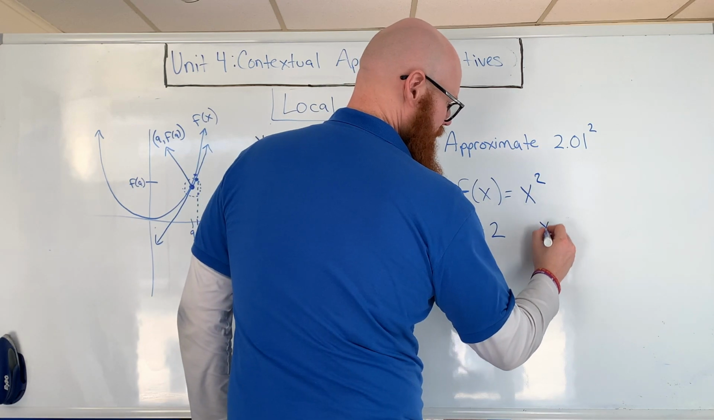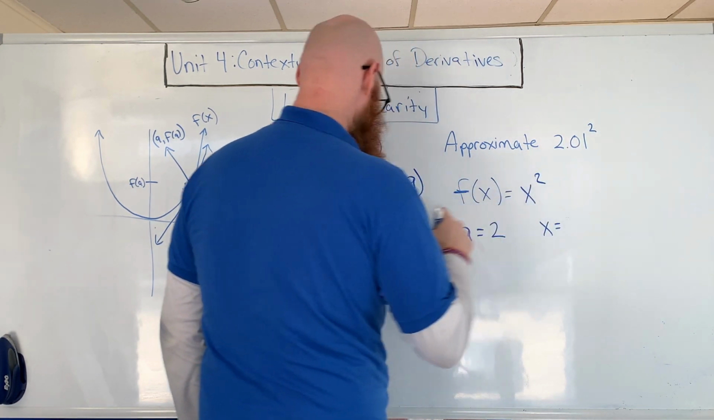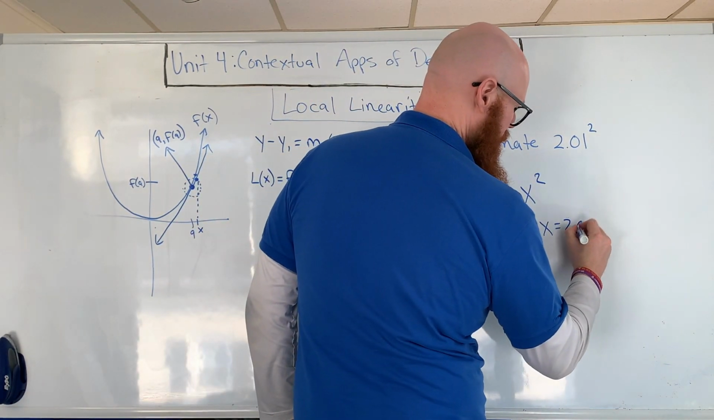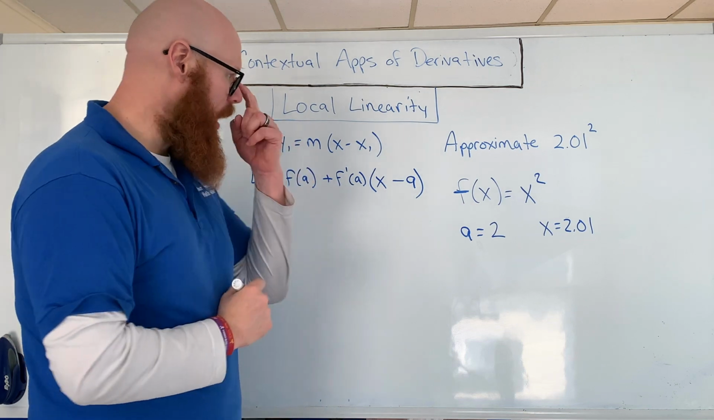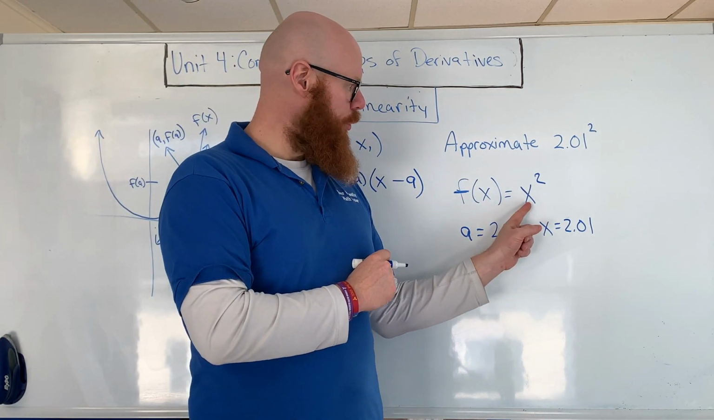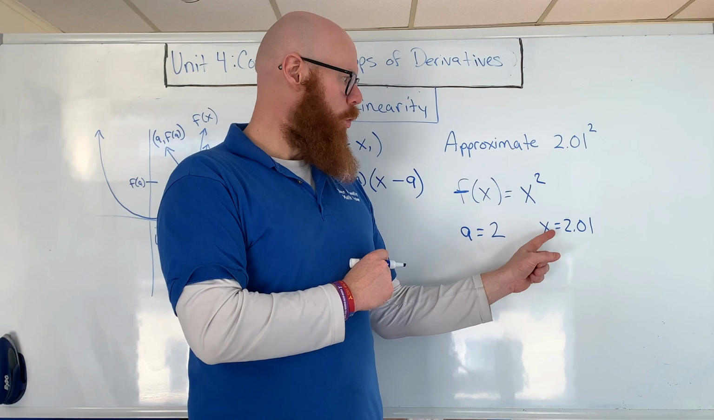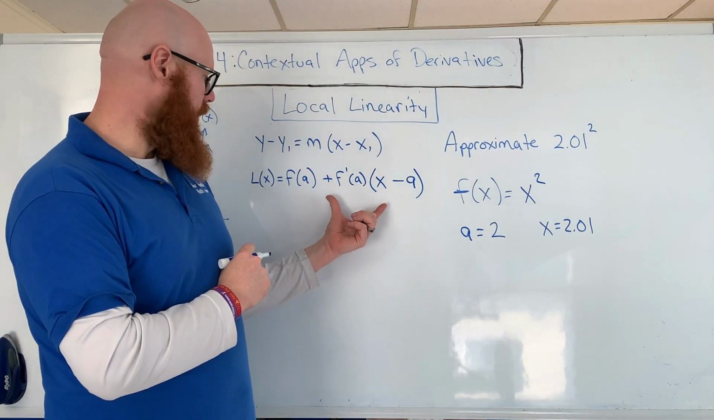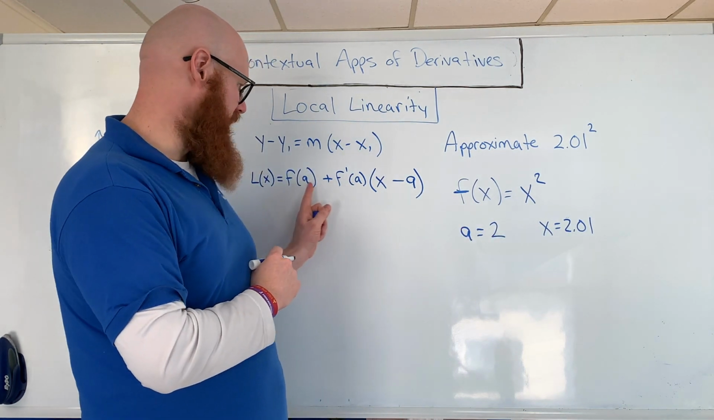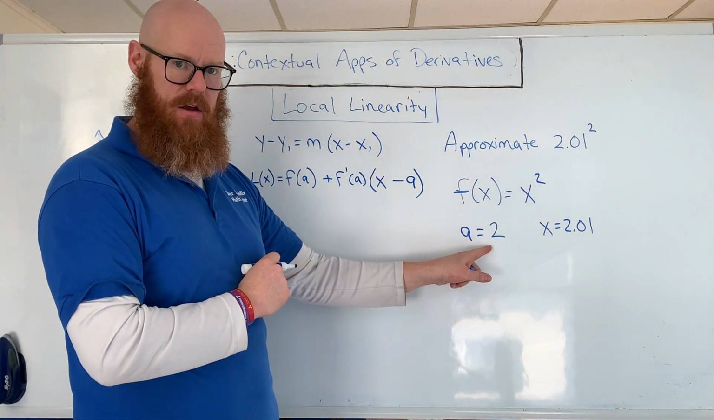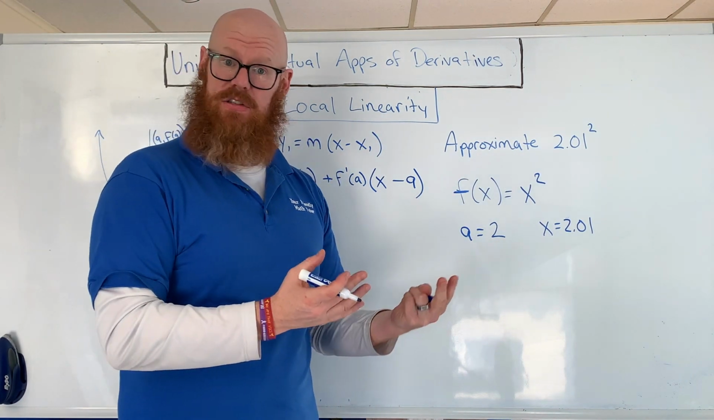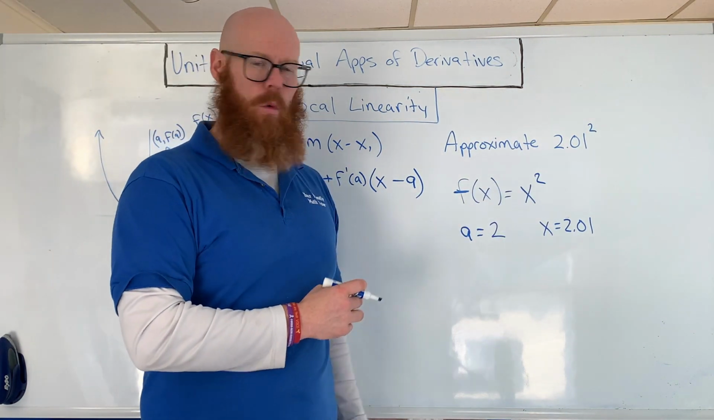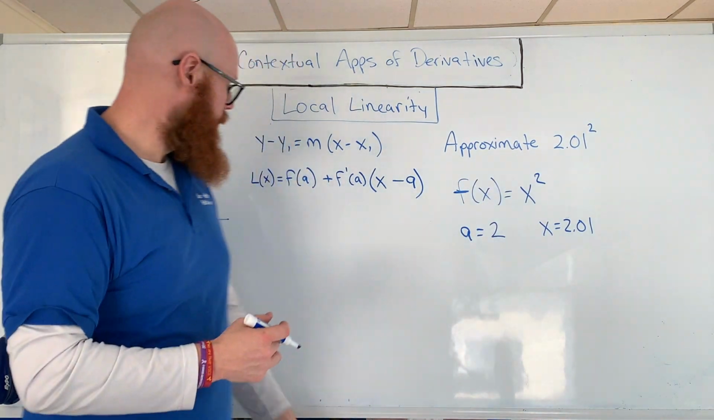And x, at least the x in this formula, is the value that we're trying to approximate. So that's 2.01. So we're trying to figure out, if I were to plug in 2.01 for x, what would that approximately equal? And this formula never has us plug in 2.01. It actually has us plug in a instead, which is 2. And we can do that because it's much easier to use 2 than it is to use 2.01. If we could just do 2.01, we wouldn't be doing this problem, right?